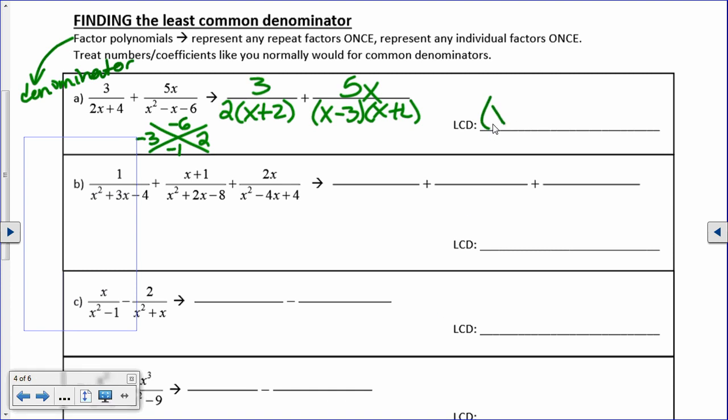Alright. X plus 2. What's another factor? X minus 3. Alright, is there another one?